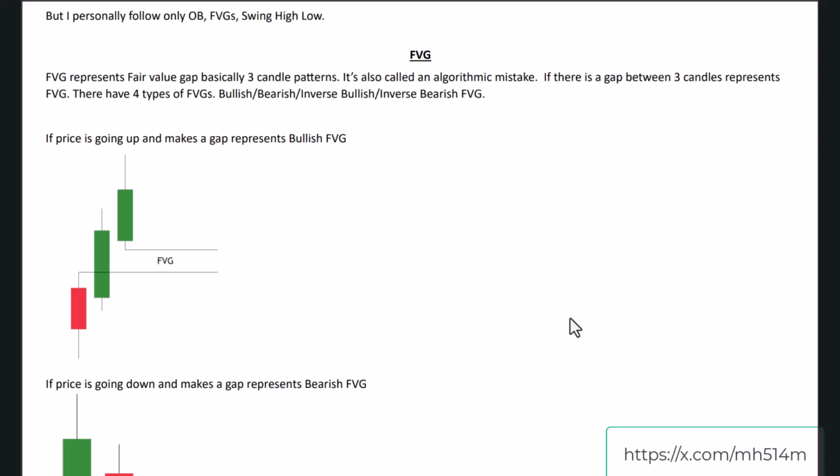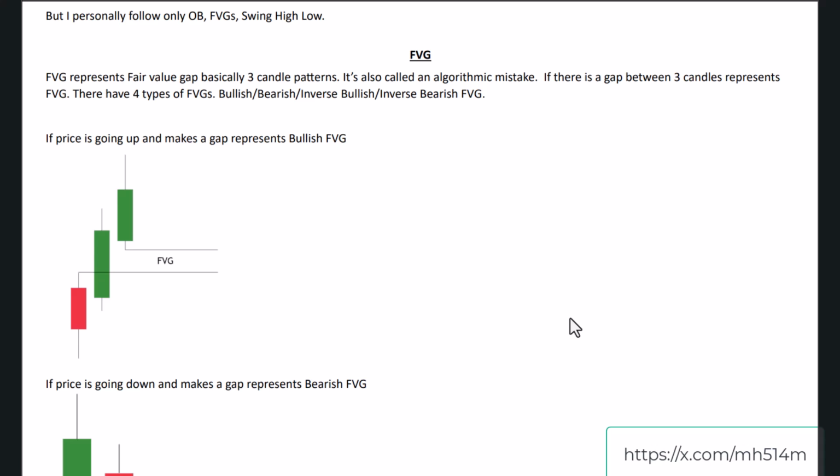In this chapter 3 we will talk about key levels. There are too many key levels: order block, FVGs, inverse FVG, swing high, swing low, breakers, etc. But I personally follow only order block, FVGs, swing high and swing low.